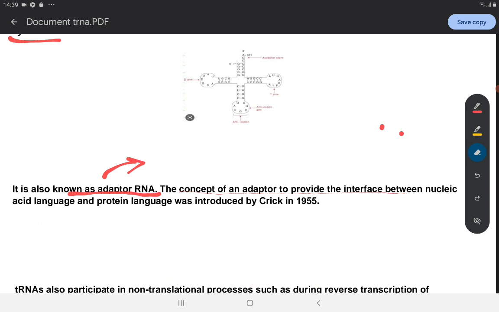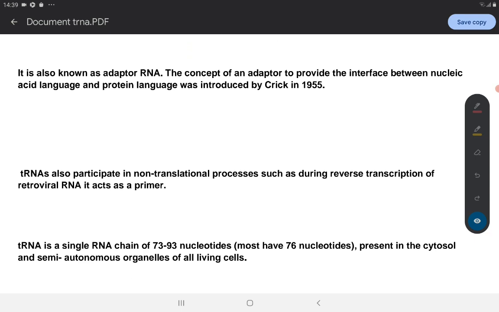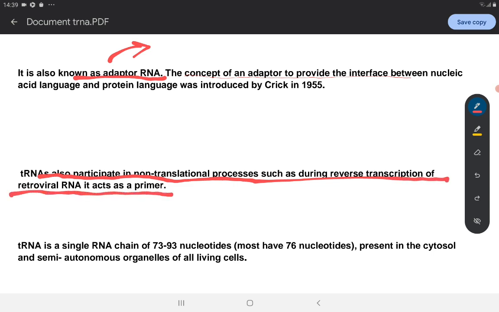Right? It converts the DNA information of nucleic acid into amino acid which needs to be converted into protein. Right? So let's move to the next part. tRNAs also participate in non-translational processes such as during reverse transcription of retroviral RNA. It acts as a primer.